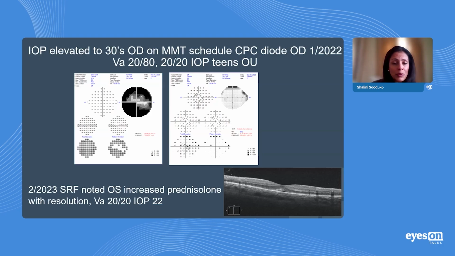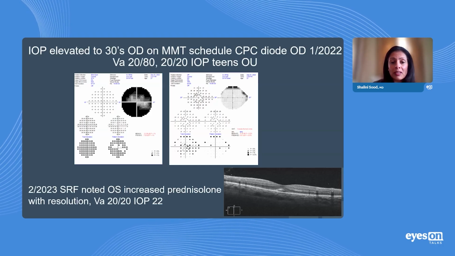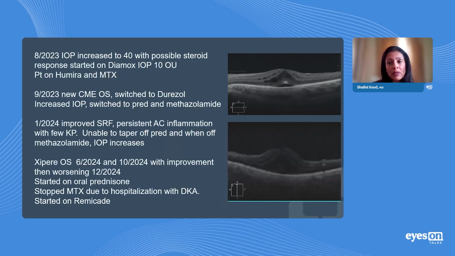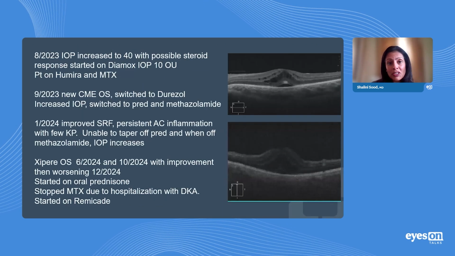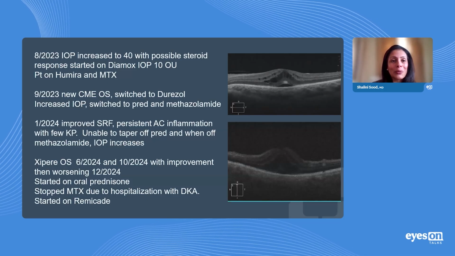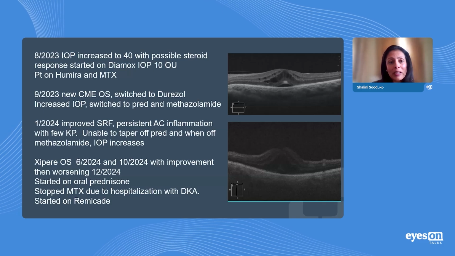Following the most recent procedure in 2023, some mild subretinal fluid was noted in the left eye, so topical prednisolone was increased with resolution. But she then, of course, developed a steroid response, and her pressure went up into the 40s. She was started on Diamox, and her pressure responded quite nicely.